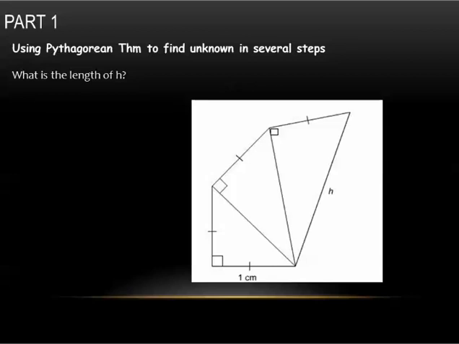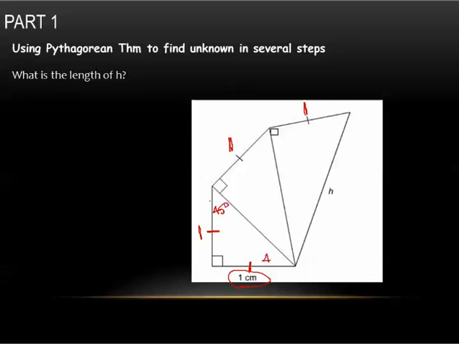Now then, it tells you down here that this bottom is 1 centimeter, and if you look, they put tick marks everywhere. So I know that this side is also 1. I know this length up here is 1, and I know this length is 1. Well, if you look, these legs right here are congruent. So that means that this is a 45-45-90 triangle.